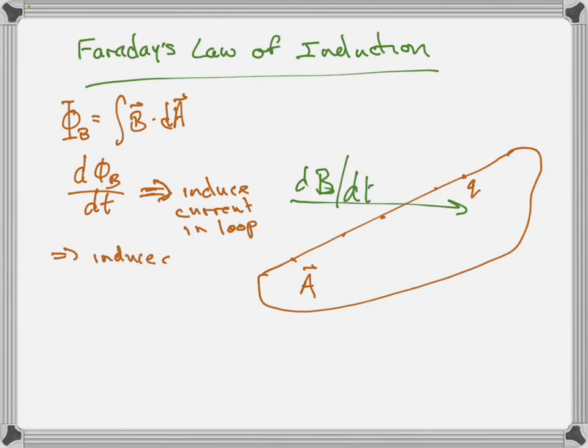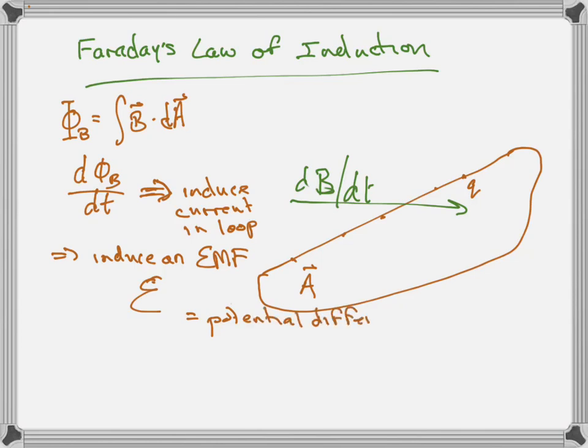We induce an EMF. An EMF is really, we've actually seen that before. It's abbreviated capital epsilon, or EMF. And that's just a potential difference. That's an induced potential difference, or an ideal potential difference for a battery. We've seen that before in the book. We didn't talk about it much. But an EMF is just a potential difference. That's all we care about for now, is that it is a potential difference.